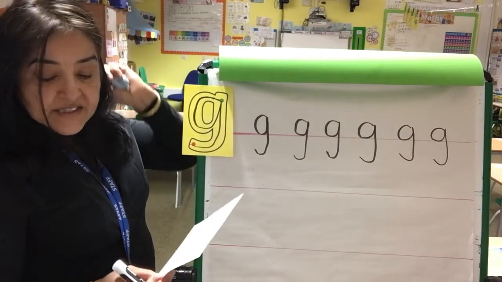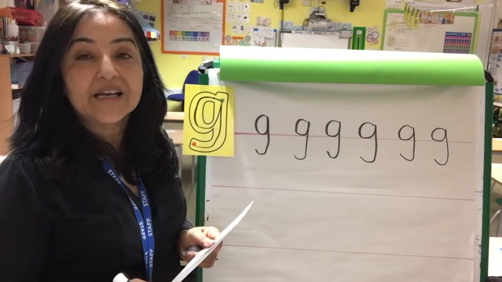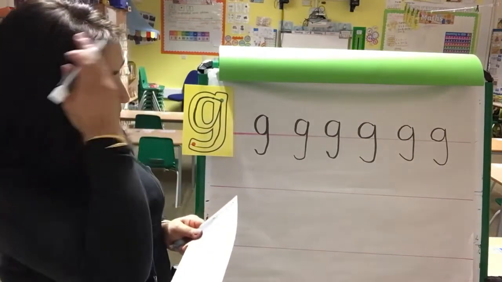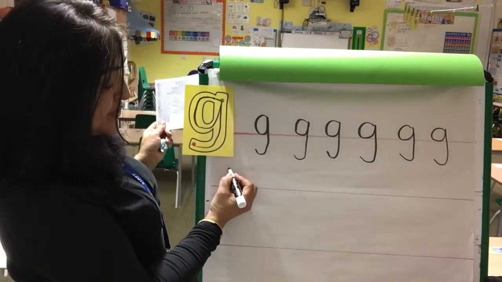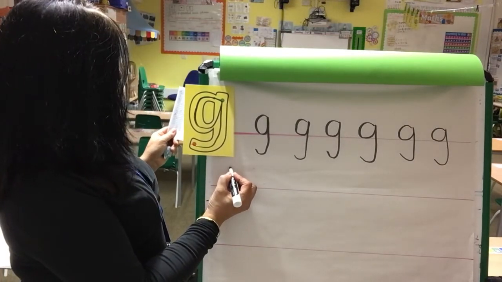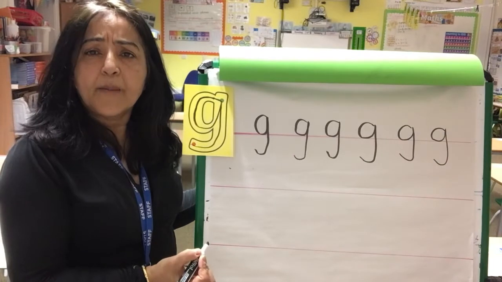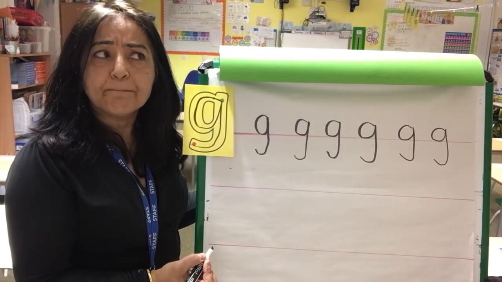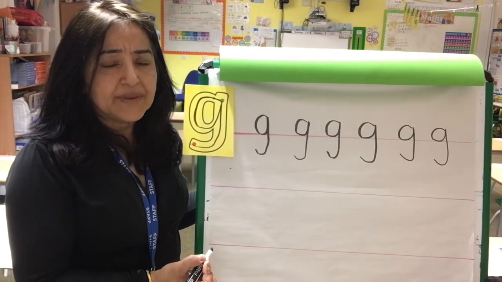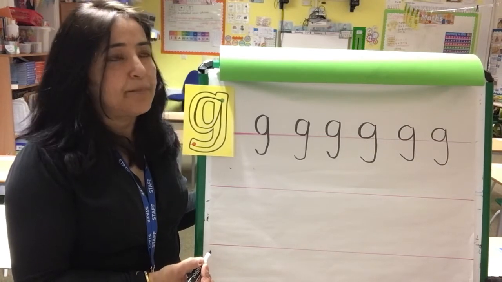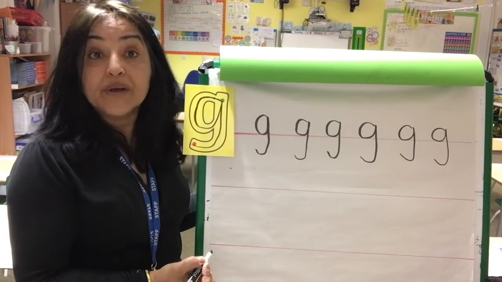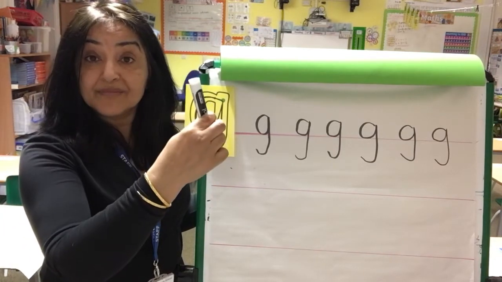The next descender that we're going to learn is the letter P. Now, I don't have a P like that, but I'm going to show you here. The letter P, what sound does P make? P, P. Any words that begin with P? Tell your grown-up. I can think of peg, penguin, pen.